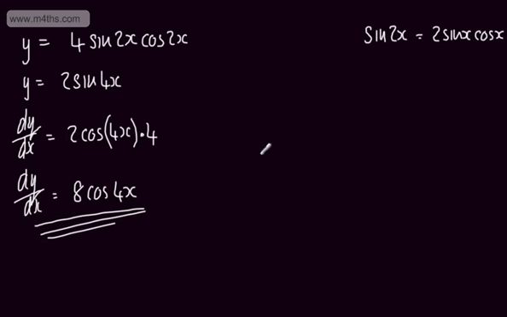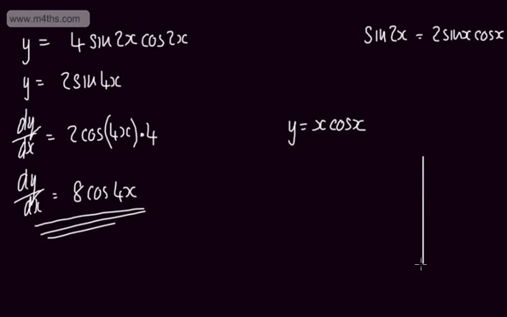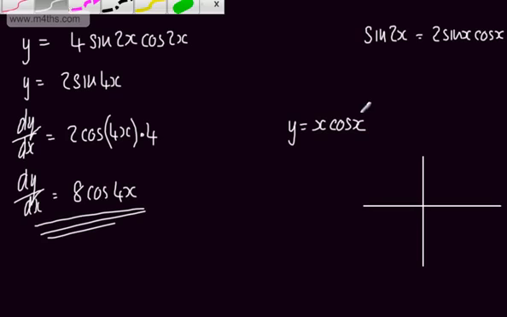An example might be if y is equal to x cos x. So here we've got a product. We've got x, which is an algebraic function, multiplied now by our trig function. So all we would do here is use the product rule, and we've seen the product rule in action time and time again.